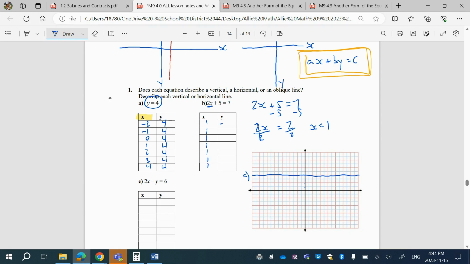And again, we have no restrictions on this. -3, 0, 3, 6, 9, 12, 15, doesn't matter. Let's put x at 1. And there it is. It's a vertical line. So that's B.